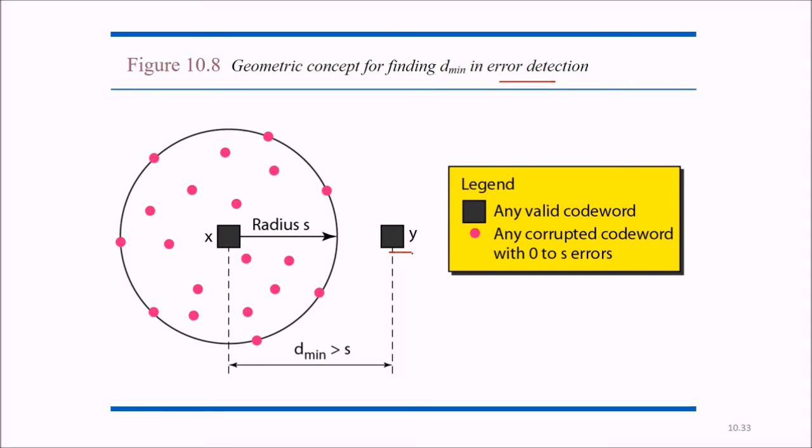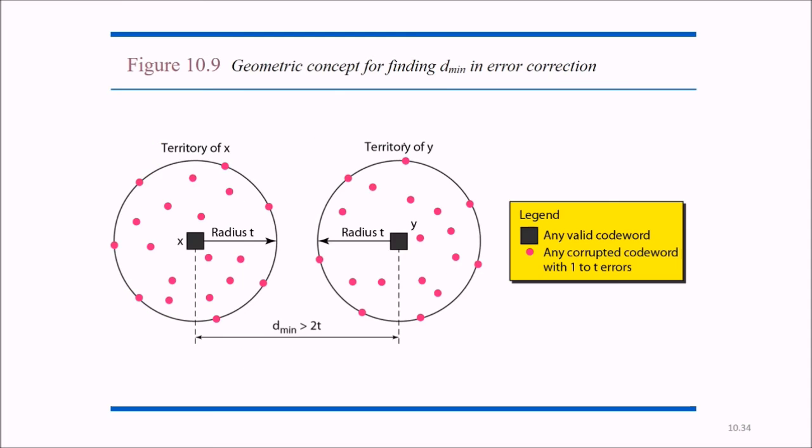This is any valid code word, and these points are any corrupted code word with 0 to S errors. So this is the D minimum, that is the minimum Hamming distance, which is greater than S. What we saw, the radius is S, but the minimum distance is greater than S. This is what we saw and learned in the previous sections.